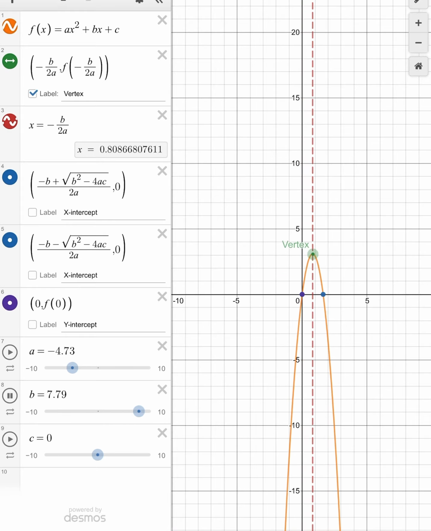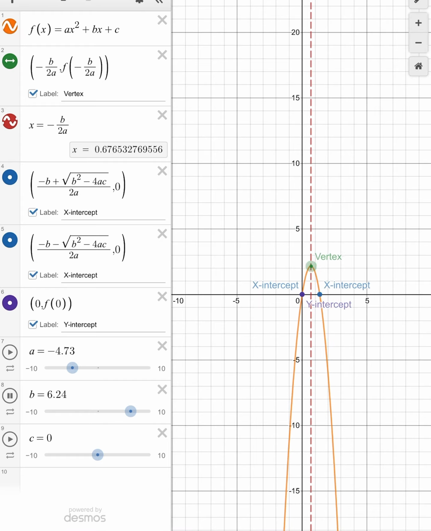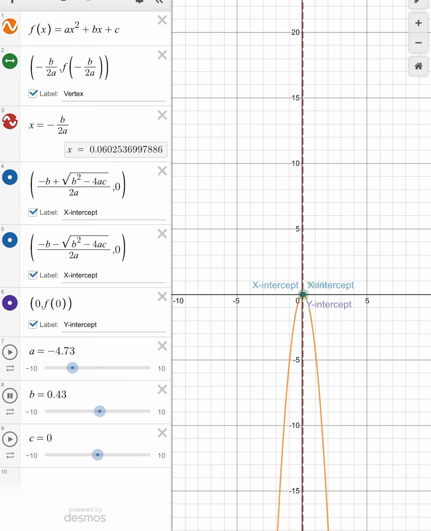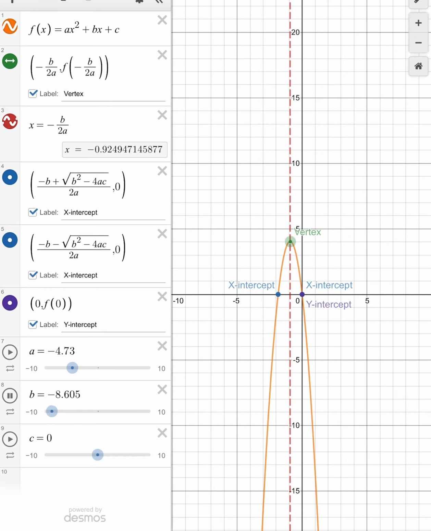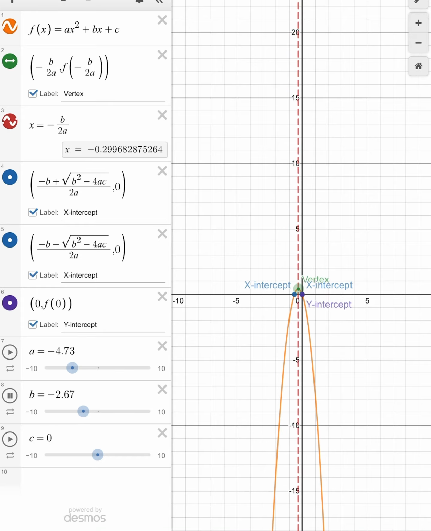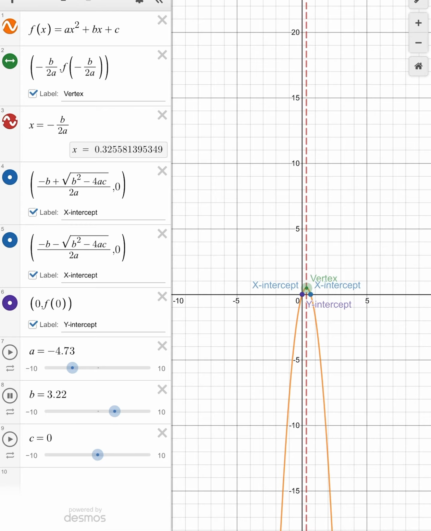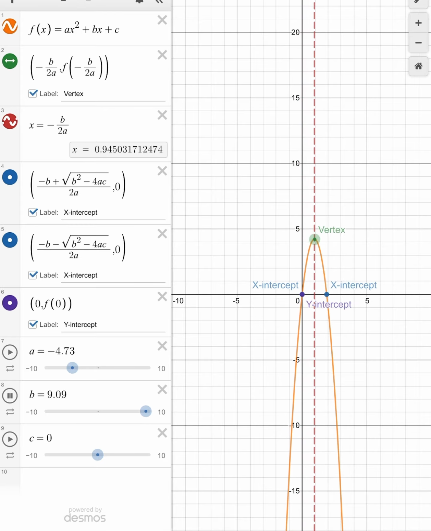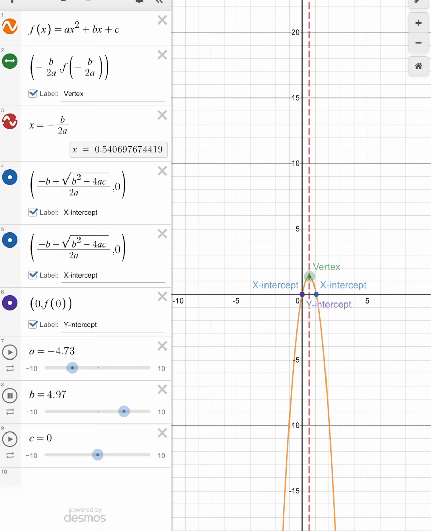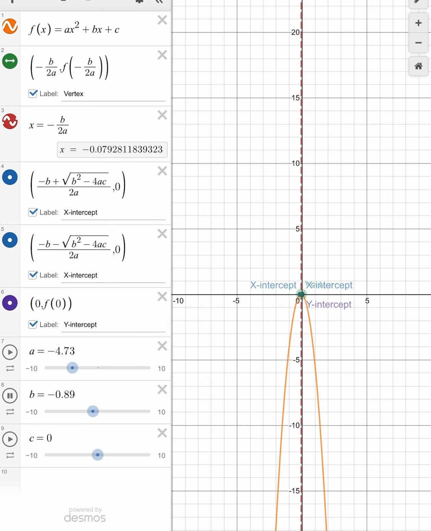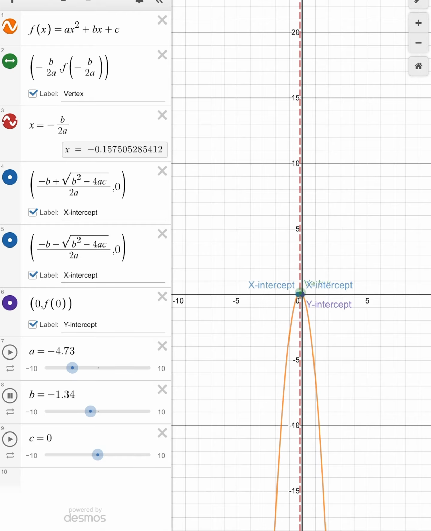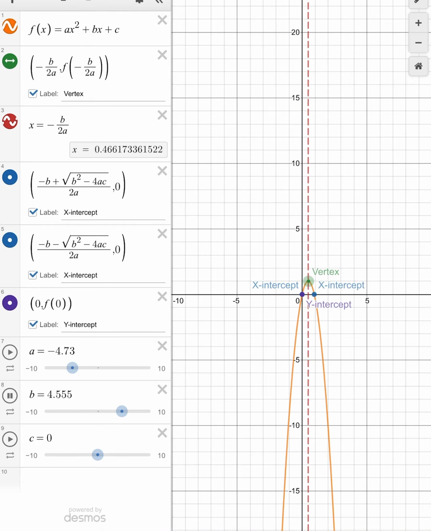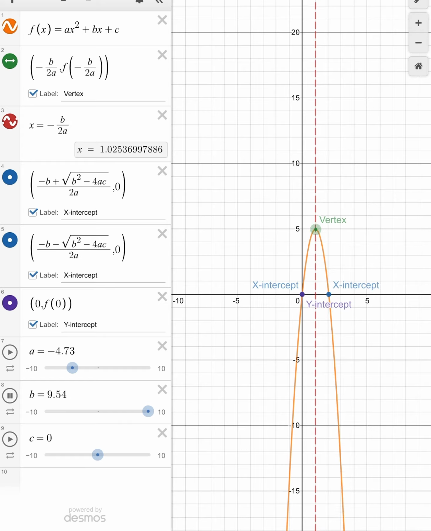Oh, crazy. I'm going to label our x- and y-intercepts so that we can see. So what's changing right now? Looks like my vertex is changing. My x-intercepts are changing. But my y-intercept is staying the same. That's so interesting to me that my y-intercept would stay the same. It's not moving at all. Everything else is moving. So B, it looks like, has to do with our x-intercepts and our vertex, but doesn't have really much to do with our y-intercept. Interesting.